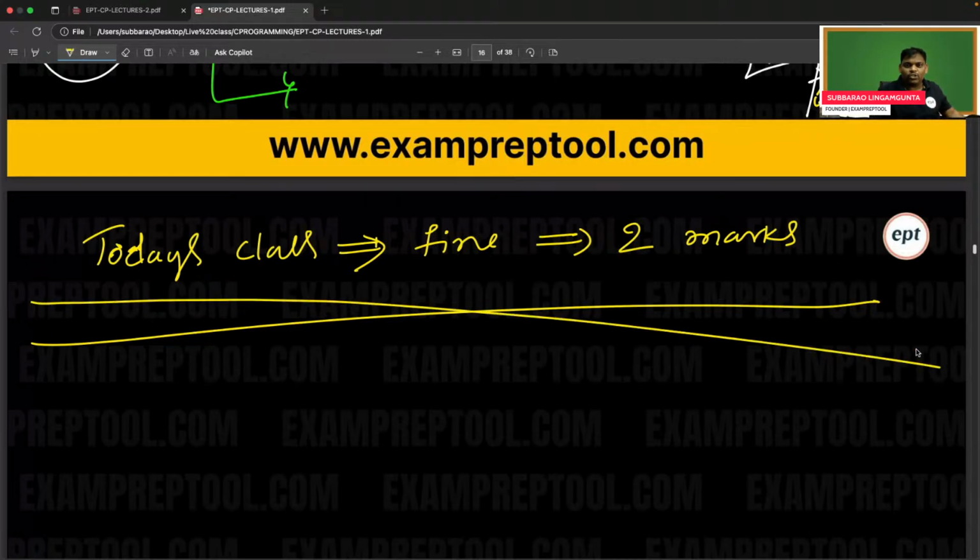Can we stop now? We really did good work. Tomorrow we'll meet. Tomorrow we'll talk about the remaining variables: the auto variable, the extern variable, and the register variable.